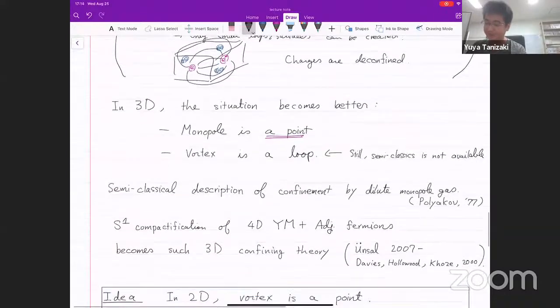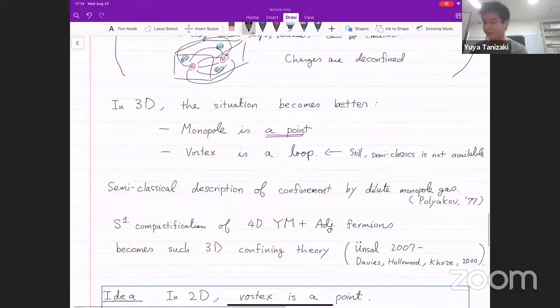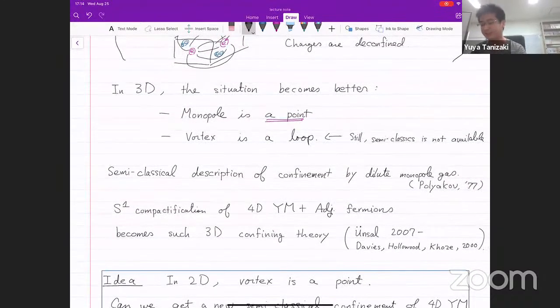But the situation becomes better in the case of 3D. In 3D, the monopole becomes an instanton because of the one-dimensional compactification, so the monopole is basically just a point in space-time, and the vortex is still a loop. Because the vortex is still a loop in three dimensions, the center vortex confinement scenario is still not useful for semi-classical discussion of confinement. But the monopole can be useful. Indeed, by proliferation of monopole instantons, a semi-classical description of confinement is available, as shown by, for example, Polyakov. And this is shown only for genuine 3D gauge theories.